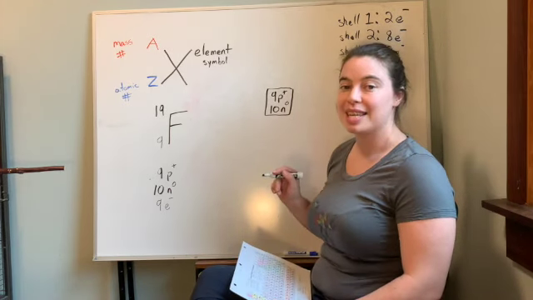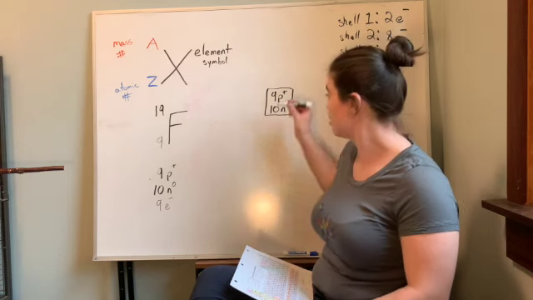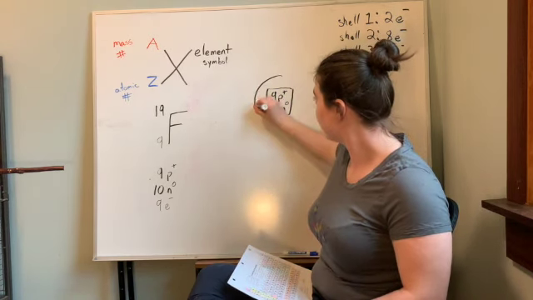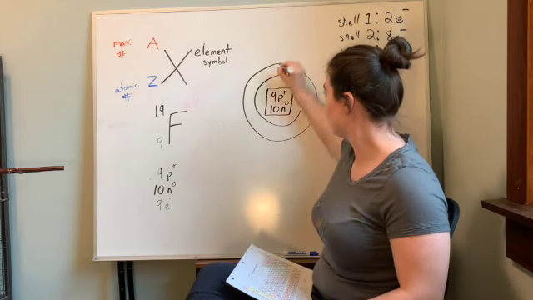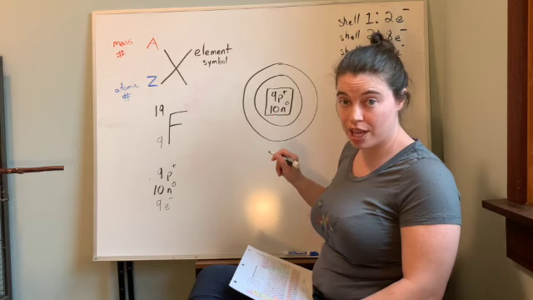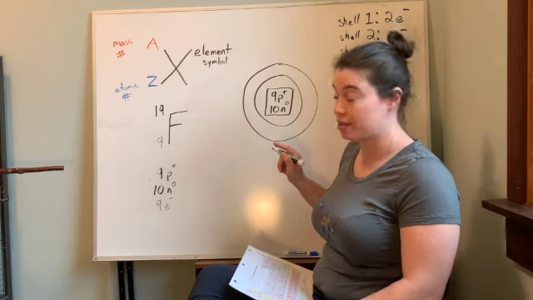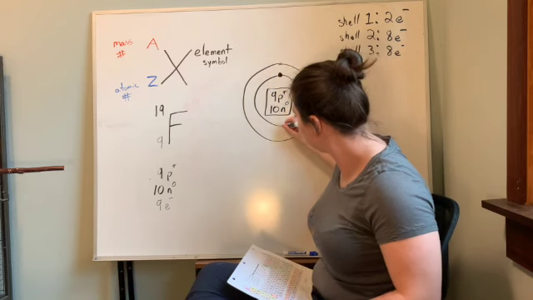Now, fluorine is in the second row of the periodic table. That means it has 2 electron shells. So 1, 2 electron shells for fluorine. We always start with that innermost shell, which can hold up to 2 electrons. So the first 2 of my 9 electrons are going to go here. So 1, 2.